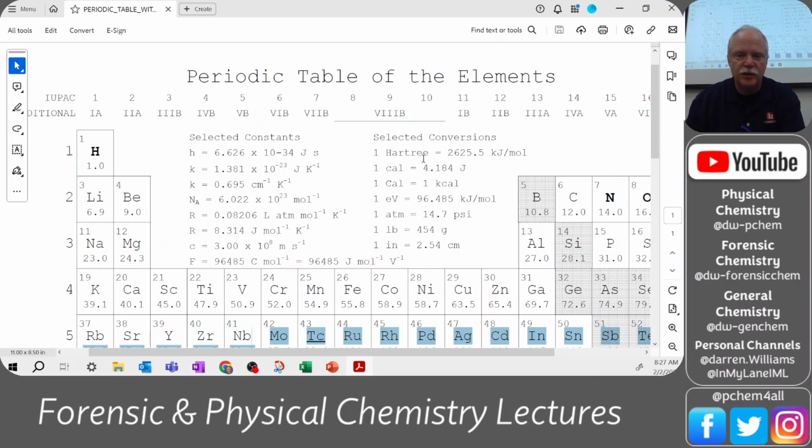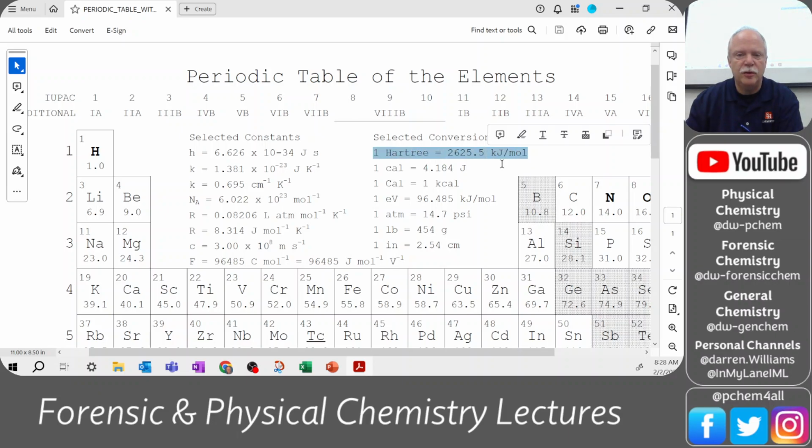I've got some conversions over here. When you're doing Gaussian calculations, here's Hartree to kilojoules per mole. So that's kind of nice. One calorie with a lower c is 4.184 joules. The capital C Calorie is a kilocalorie. I don't know if you all knew that, but that's on here. Electron volts in terms of kilojoules per mole. So that's handy. Conversion of pounds per square inch to atmospheres, grams to pounds, and centimeters to inches.